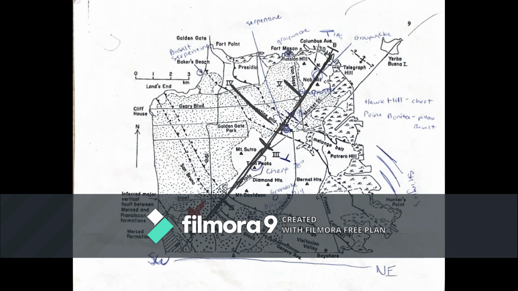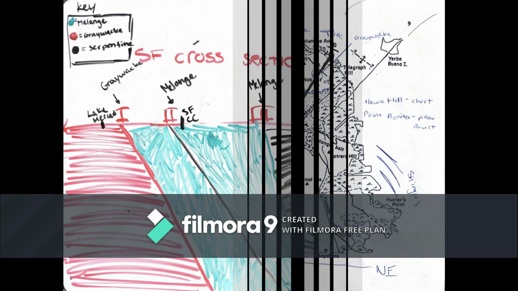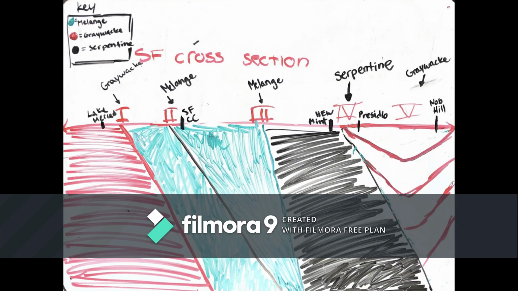So this is a cross section of San Francisco. As you can see, we cut a diagonal line from the southwest to the northeast side of San Francisco. This line runs through 5 different points, and we're going to show you what it looks like on the inside of San Francisco, the layers. So the first layer is composed of greywacke, the second and third are composed of melange, the fourth is serpentine, and the fifth is greywacke.